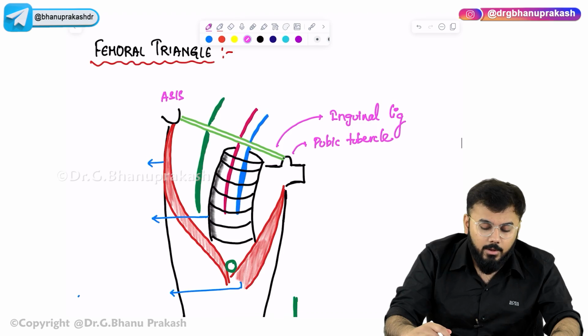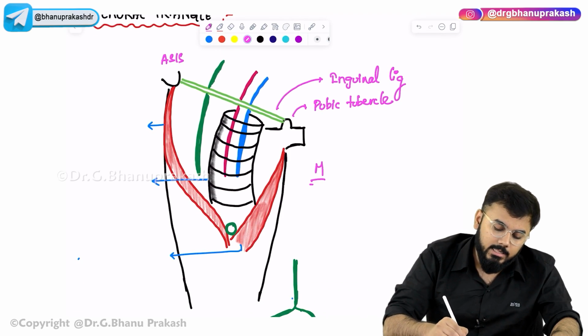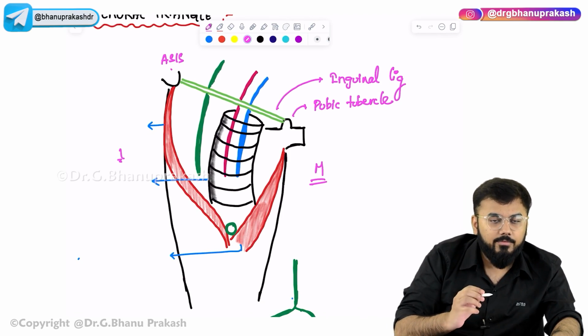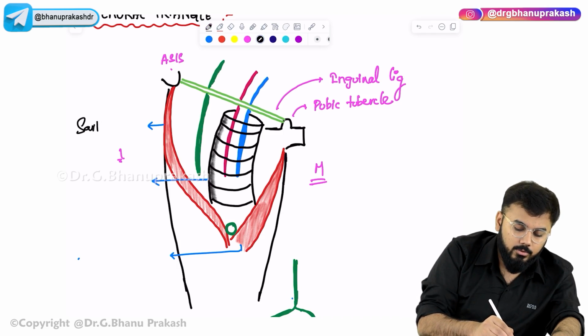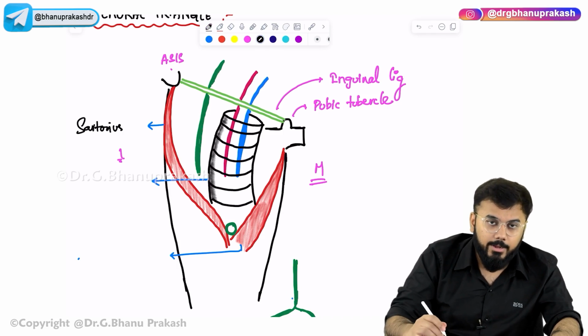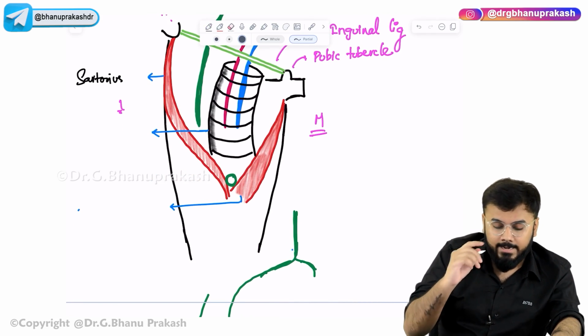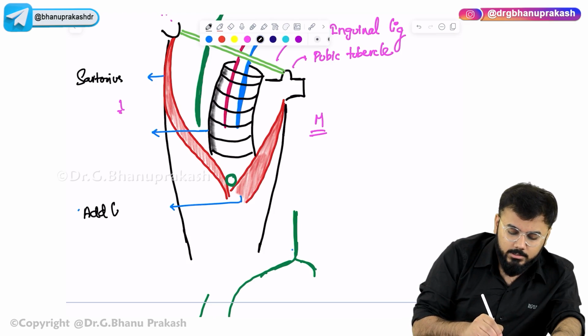Okay. Now here, this is the medial side, this is the lateral side. Laterally, we have a muscle that starts all the way from the anterior superior iliac spine, and I have already discussed it. That is called your sartorius. Next, medially also we have a muscle over here, and that is called adductor longus. What is that muscle? That is adductor longus.